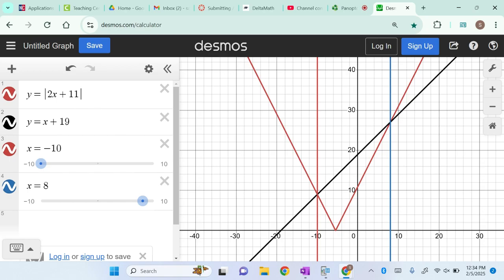So if it was less than, where's the absolute value graph less than the linear graph? So look at the two boundary lines. Where is it less than? Is it on opposite sides or in the middle? That the absolute value graph is lower than the linear graph.